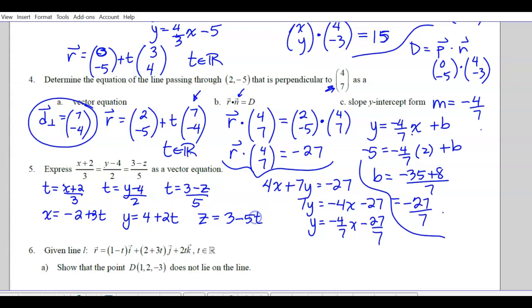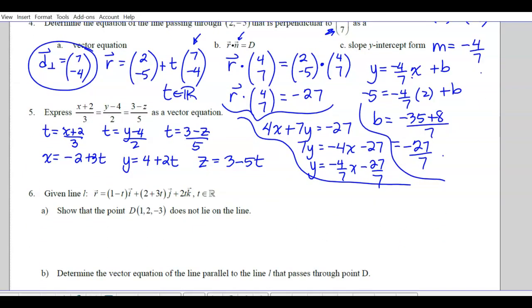I'm kind of running out of space here, so I'm just going to put it down on the side. Okay, so now my vector equation. The point, you look at all the constant terms, so (-2, 4, 3) plus t times (3, 2, -5). Okay.